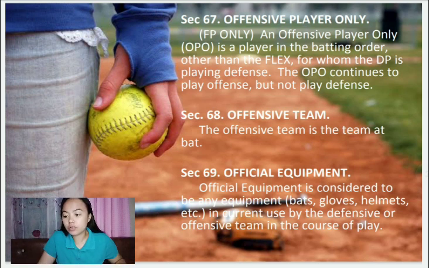Okay, let's move to section 69, the official equipment. Official equipment is considered to be any equipment like bats, gloves, helmets, and etc. in current use by the defensive and offensive team in the course of play. Defensive equipment, gloves for example, left on the field by the team playing offense would not be considered as official equipment.